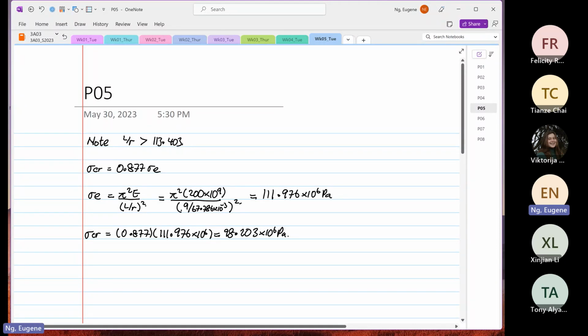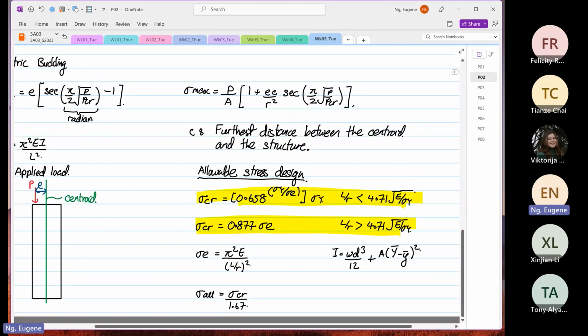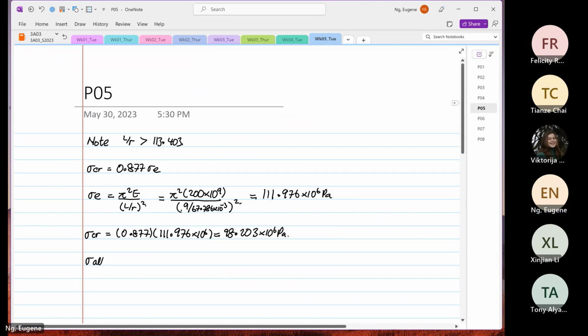So I need to calculate stress allowable. Stress allowable is equal to stress critical divided by 1.67. So this is 98.203 times 10 to the power 6 divided by 1.67, which is equal to 58.804 times 10 to the power 6 Pascal.